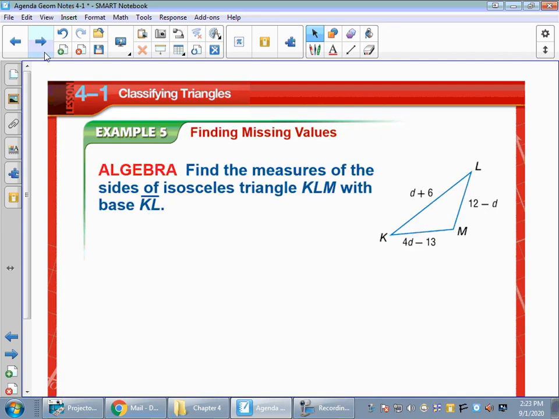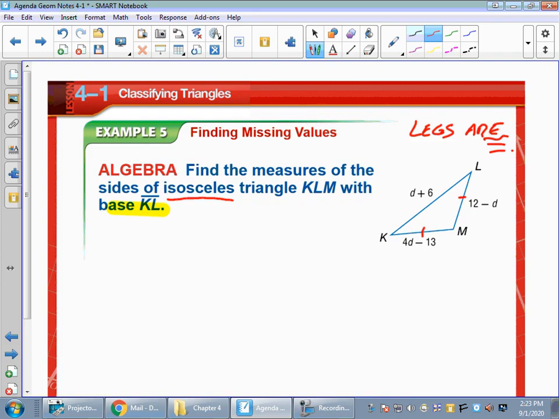Okay. Next one, find the measures within this isosceles triangle KLM with the base KL. On this one, you've got to remember that the base is KL, so let's just make sure we know that. So the base here is KL, so that means LM and KM would have to be the legs. If you just remember, the legs have to be congruent in an isosceles triangle, because it's given that it's an isosceles triangle.